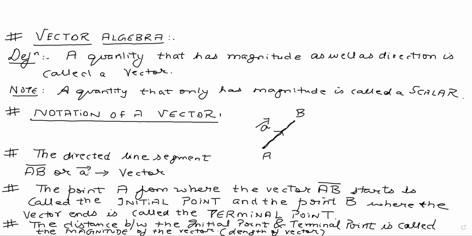Now all of us know that the distance cannot be negative, so since the length cannot be negative, the magnitude of a vector will always be positive. It will always be greater than 0. So let's write a note on this.